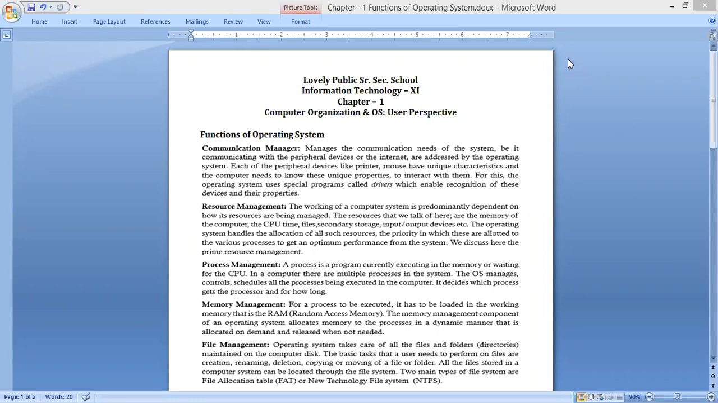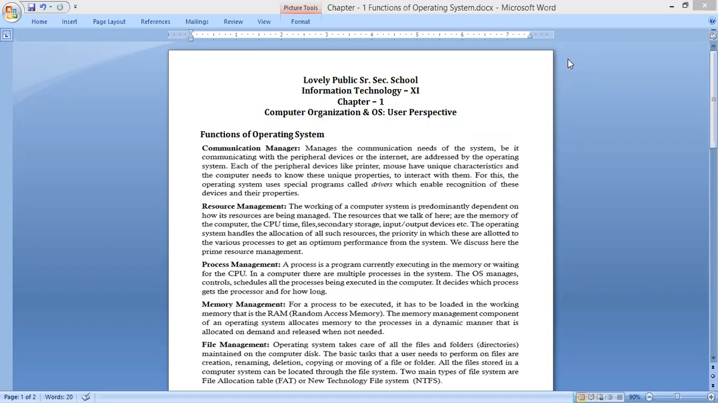As we have just discussed in the last class, an operating system is an interface between user and hardware. It gives the interaction between user and hardware. Now, the functions of an operating system. The very first function is communication manager.